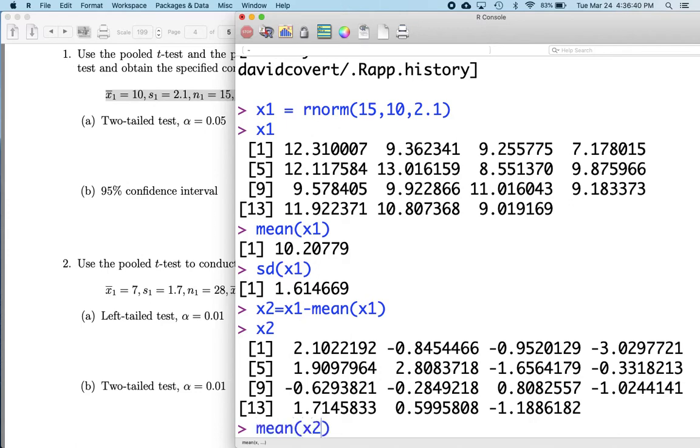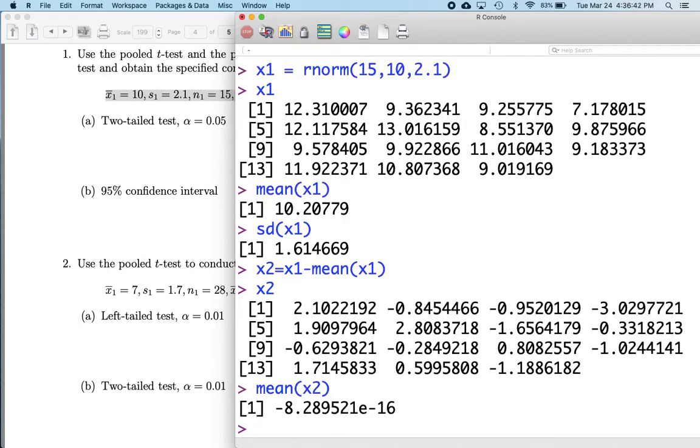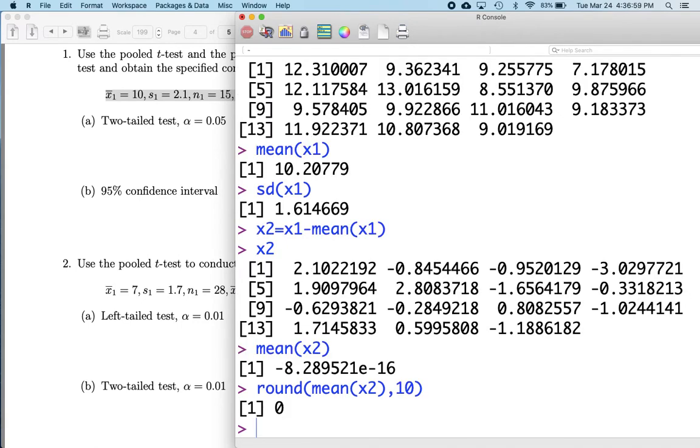So if I were to look at the mean of x2, I should get 0. And what this is saying is that it's actually 0 up to 16 decimal places. So it's not exactly 0, but it's basically 0 for all intents and purposes here. If I were to find the mean of x2 and round to say 10 decimal places, you get 0, right? You have to go to 16 decimal places or more to get a significant value. So anyway, now it's all centered around 0.